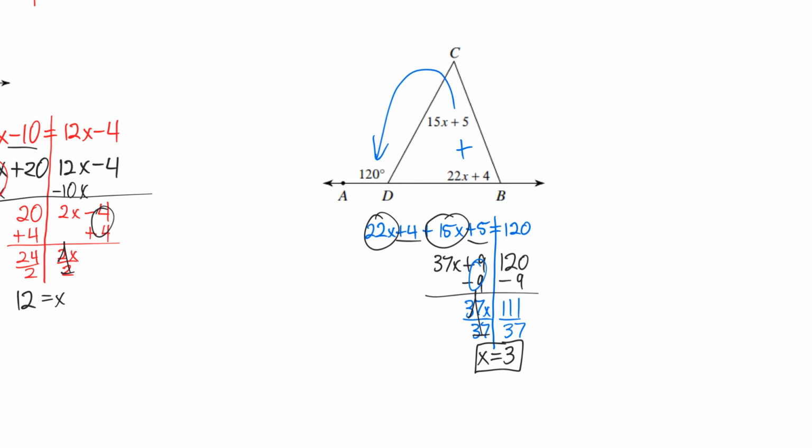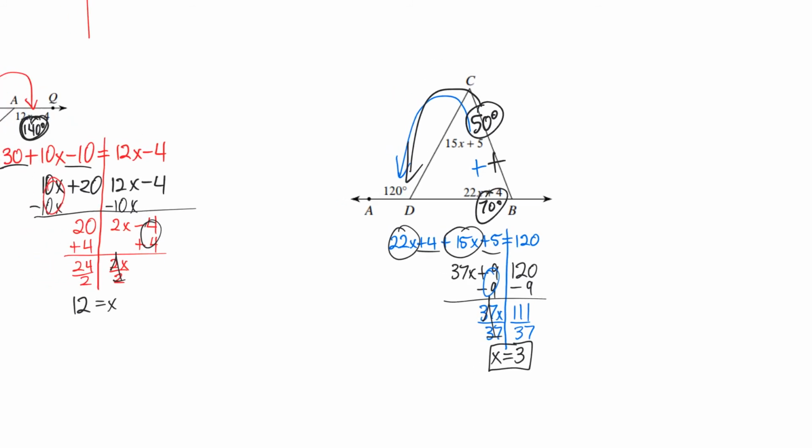So that'd be 66 plus 4, that'd be 70. And that'd be 45 plus 5 is 50. Which makes sense because 50 plus 70 is 120. So that looks good.